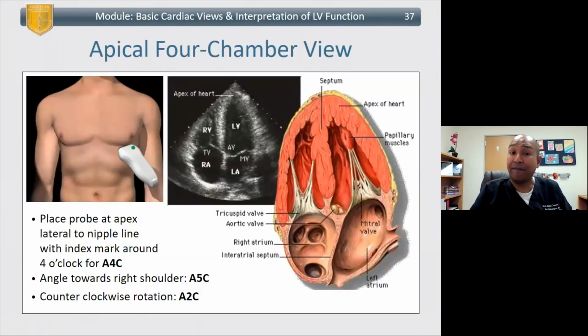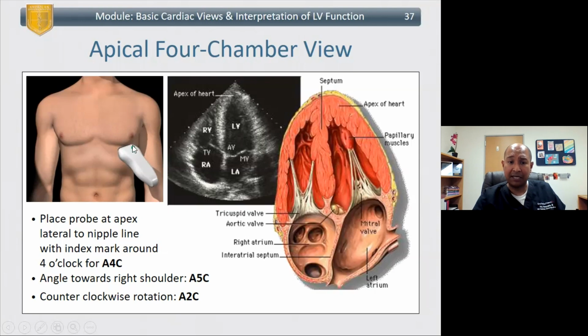So this is going to be one of my favorite views, the four-chamber apical view of the heart. And the reason why is because it's probably the only one that actually looks like the heart itself. And how do you get this view? Well, in the perfect world, you want the patient to be on their left side down, tilt them towards you, and try to put the probe at the apex lateral to the nipple line with the index mark around 4 o'clock. So look at the probe.